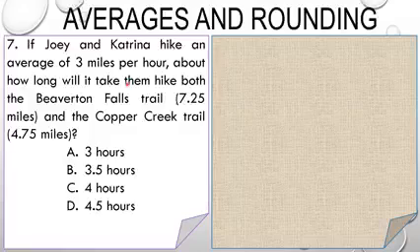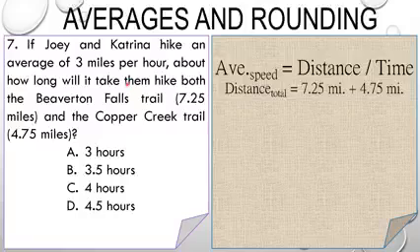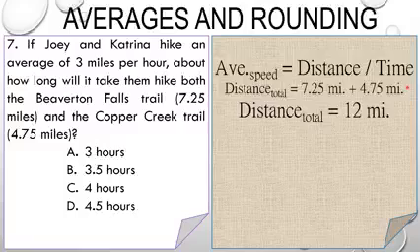Okay? So to get the average speed, ganoon din yung formula natin. Kukunin natin yung distance muna. Ilan yung distansya na tinahak ni Joey and Katrina upon hiking? So here, dinaanan nila yung Beaverton Falls Trails na merong 7.25 miles yung layo. Then we will add to the Copper Creek Trail na tinahak din nila, which has 4.75 miles yung layo. And adding, we get a total distance of 12 miles. Ibig sabihin, yung hiniking ni Joey and Katrina is 12 miles.